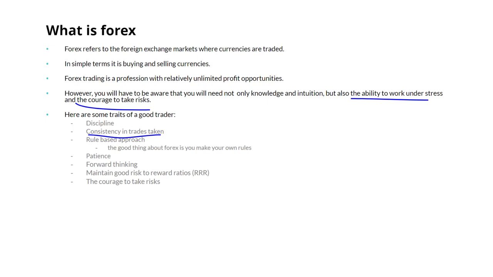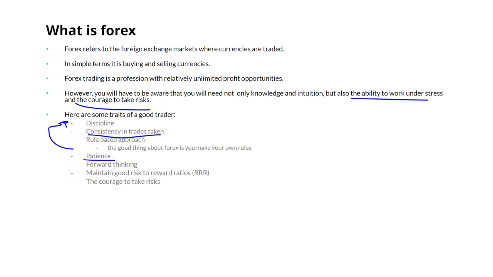When it comes to Forex, you're your own boss. You can make your own rules. So you need to have a rule-based approach. The good thing about Forex is that you can make your own rules. Those rules take discipline for you to be successful, because rules are just rules unless you apply discipline and patience as well. So you need discipline and patience to be successful.